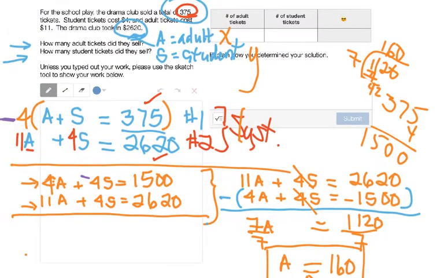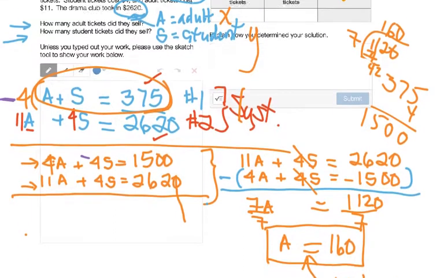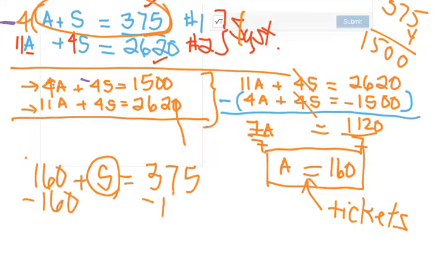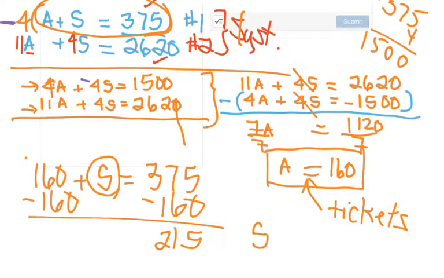We'll go back up here. If I sold 160 adult tickets plus student tickets, I sold a total of 375. Well, I could figure out how many student tickets I sold by subtracting 160, and I get 215. So I sold 215 student tickets.